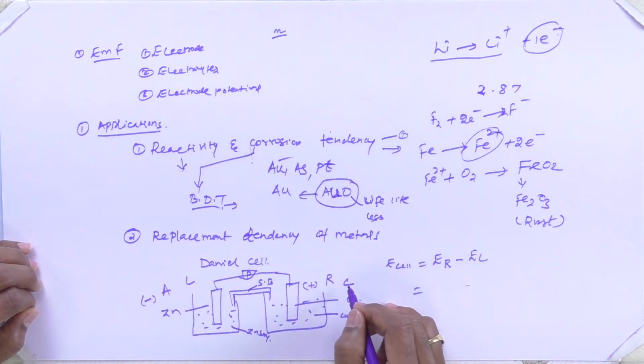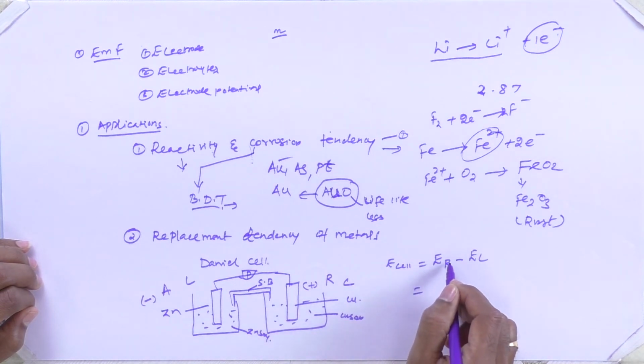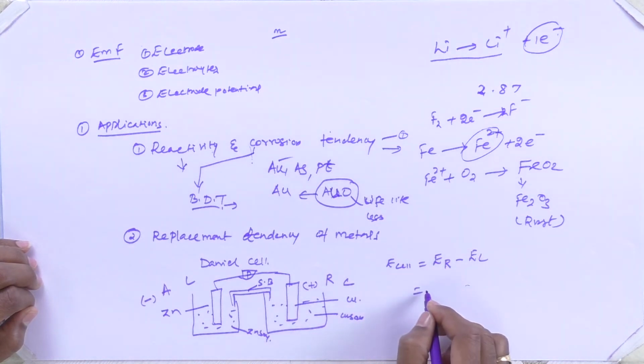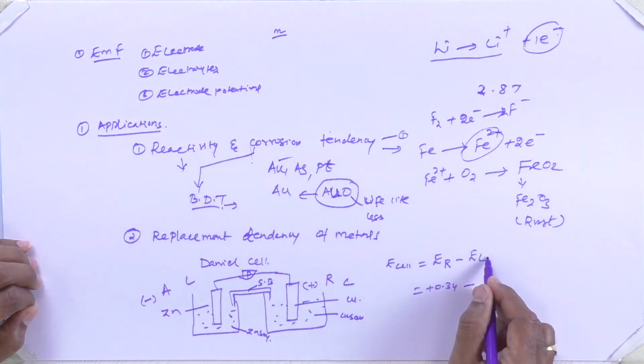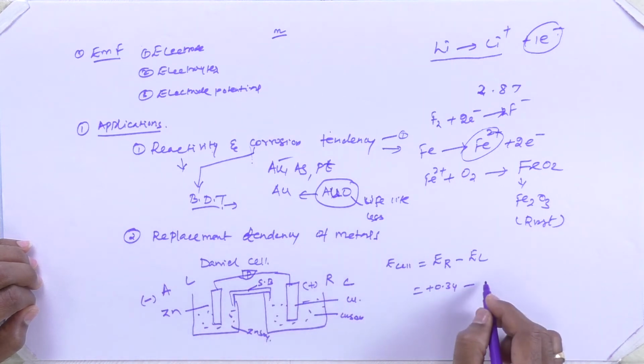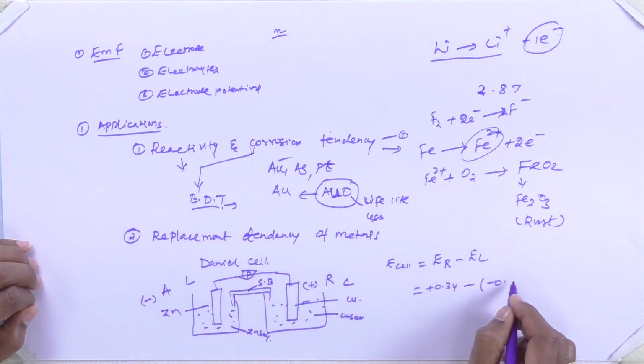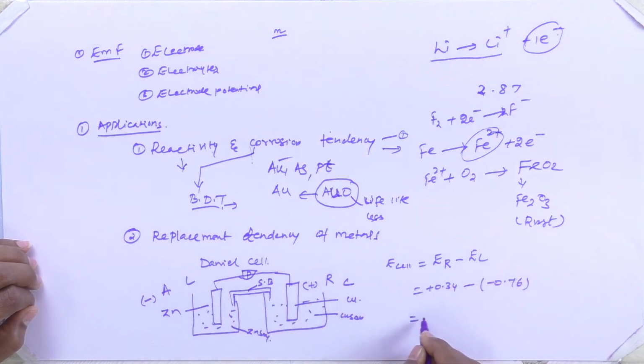When you look at the reduction potential value of the right hand side electrode, that is copper, it is a positive value, 0.34, obtained from the electrochemical series, minus the electrode potential value of the left hand side electrode, that is the zinc electrode, which is minus 0.76. Therefore 0.34 plus 0.76, the total output is 1.1 volt. So the cell output can be calculated with the help of the electrochemical series.